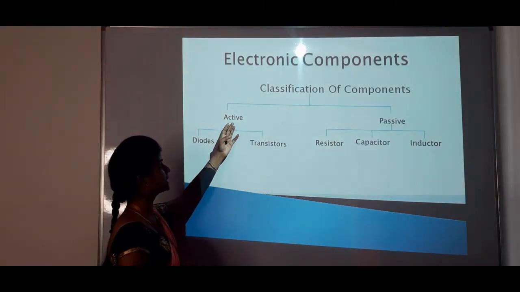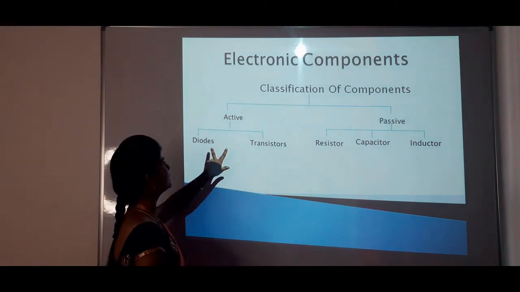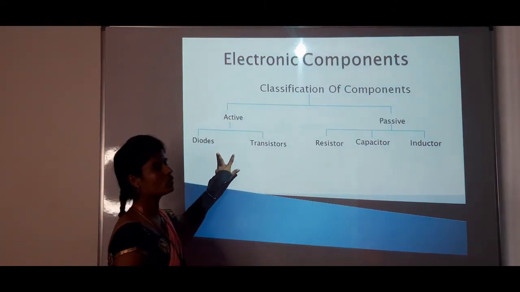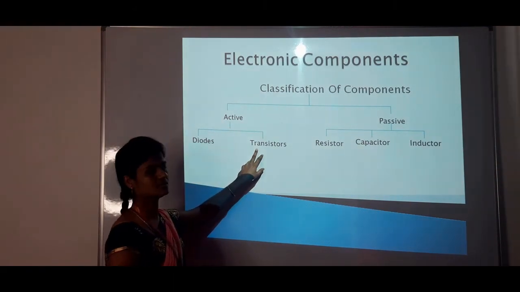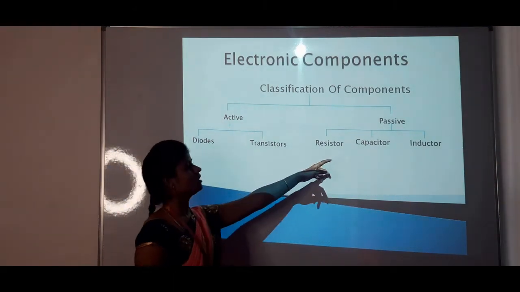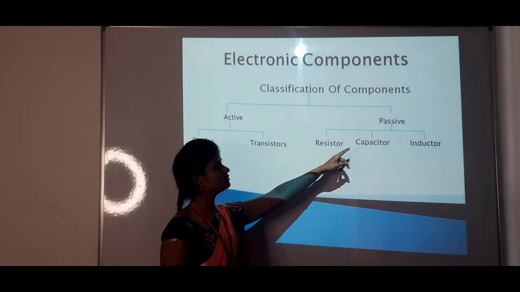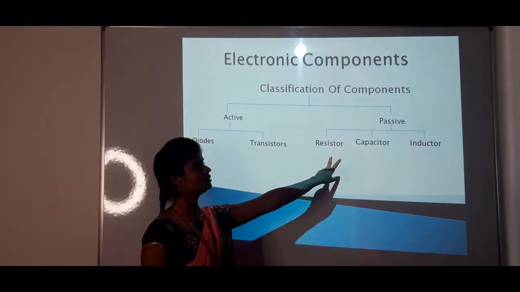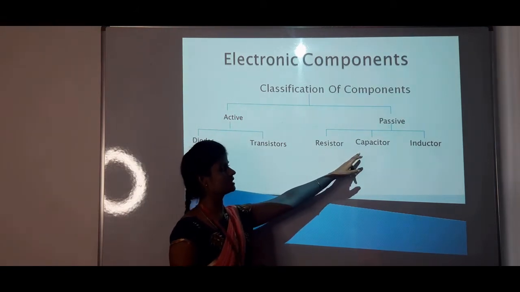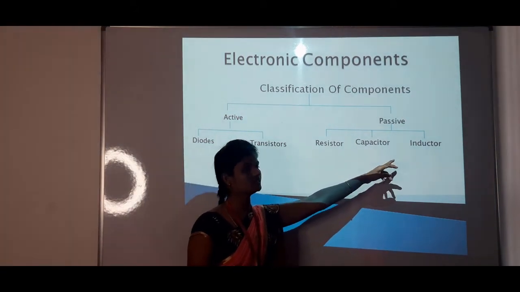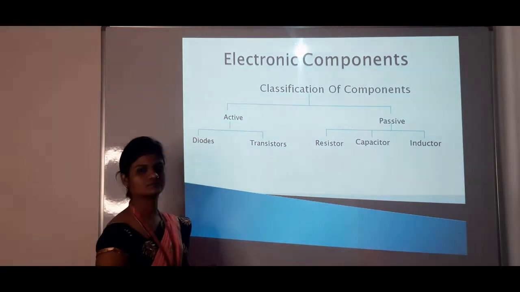In case of the active components, they can be divided into two types of components. First one is the diodes and second one is the transistors. Next, in case of the passive components, they can be divided into three components. First one is the resistors, second one is the capacitor and third one is the inductor.